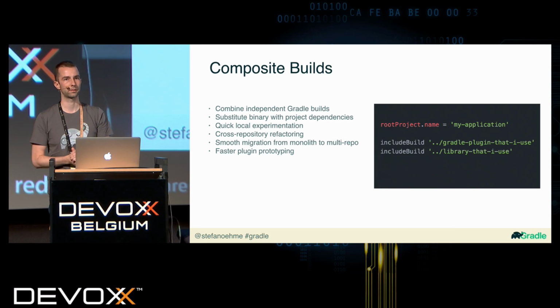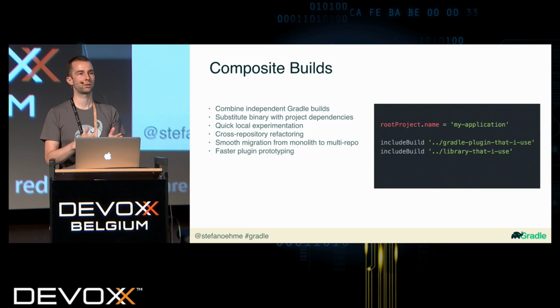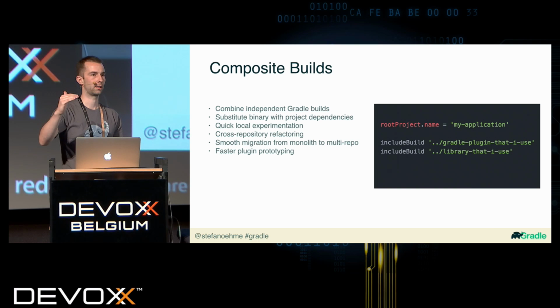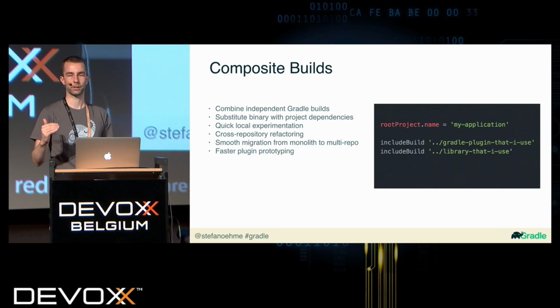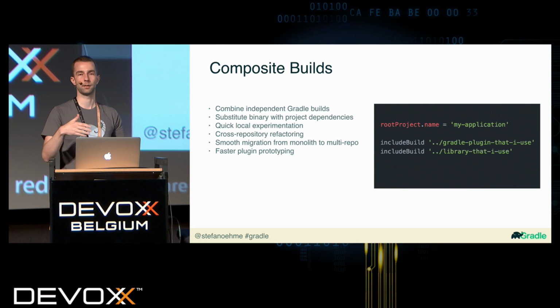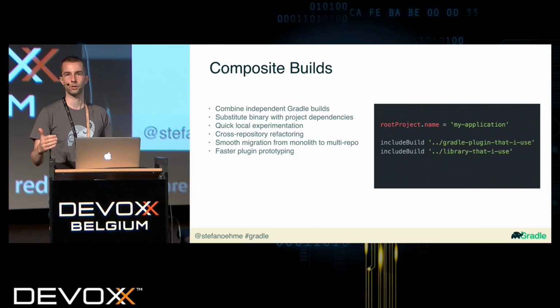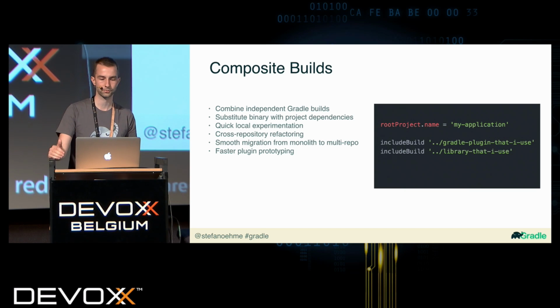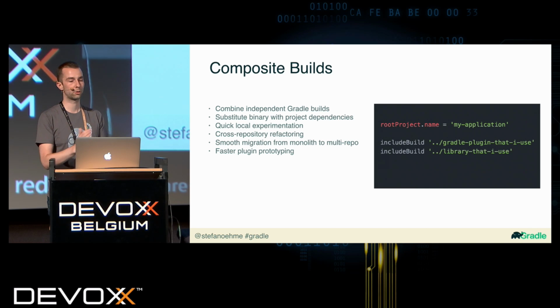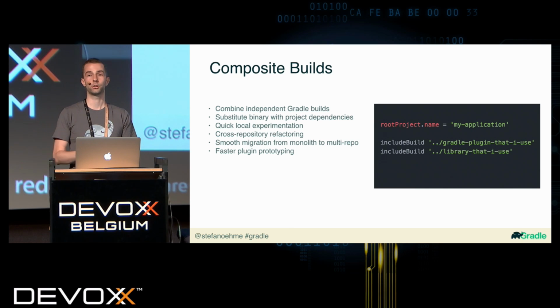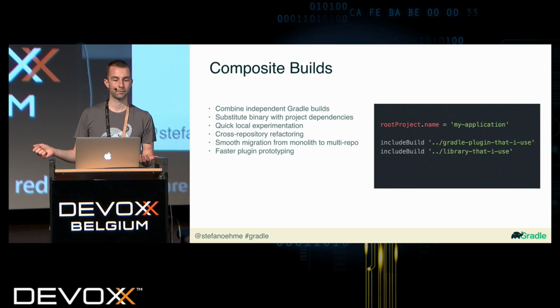so I'm going to use a project dependency instead. So with one command, you can just say Gradle build, and it'll first compile the library, and then the application. And once you make a change in that library, the application build will immediately pick it up, and you'll know if you've broken something or not. So this gives you like really quick local experimentation. You could import that into your IDE and do cross-repository refactoring.